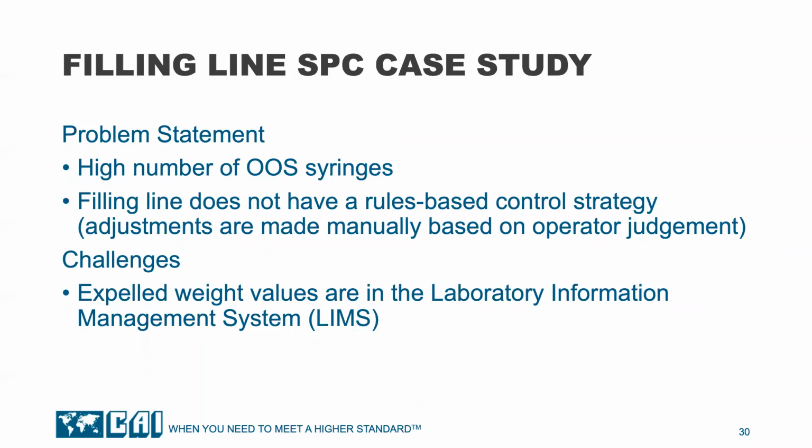During the filling operation at regular intervals, the operators would take a number of syringes, a sample set of 16, and use a mechanical device to extrude them onto a balance, which would capture the expelled volume and store those values in LIMS. If the volumes appeared to be moving from the last sample set, the operator would make an adjustment to the filler by turning what I refer to as the roulette knob.